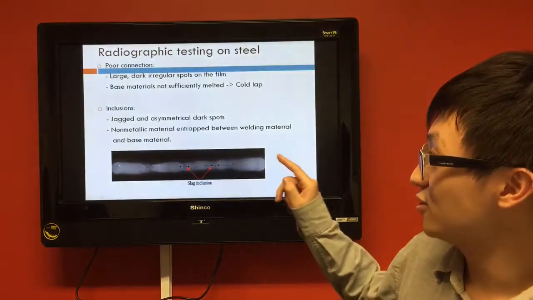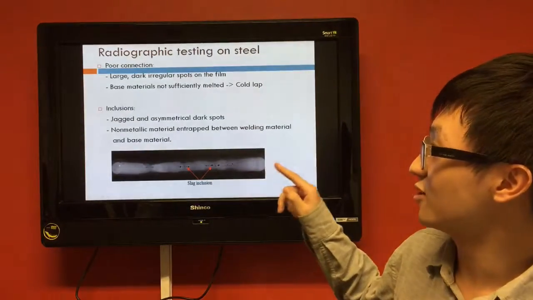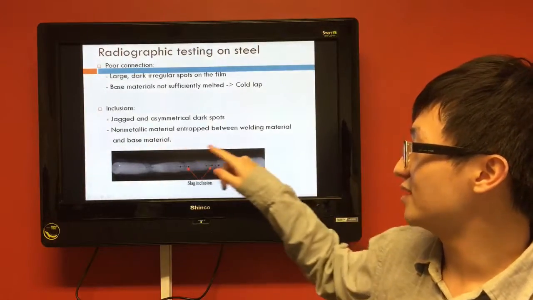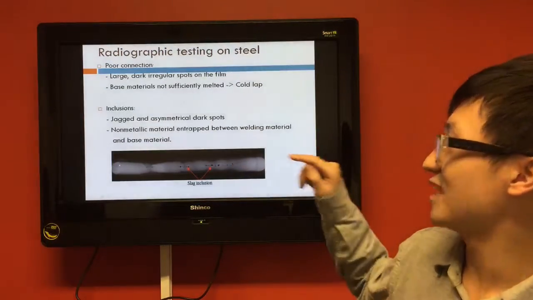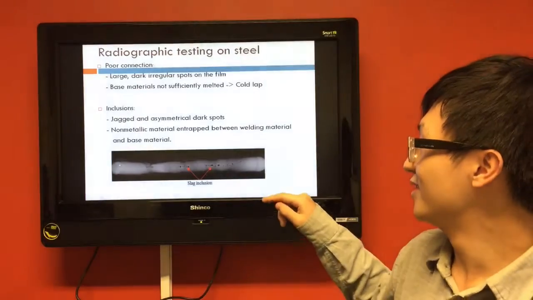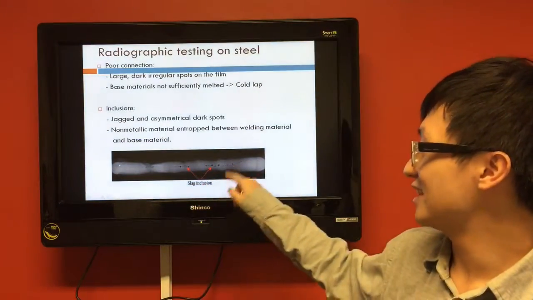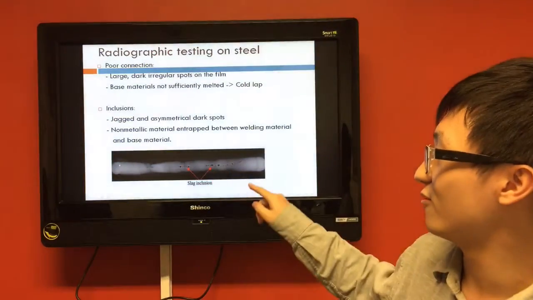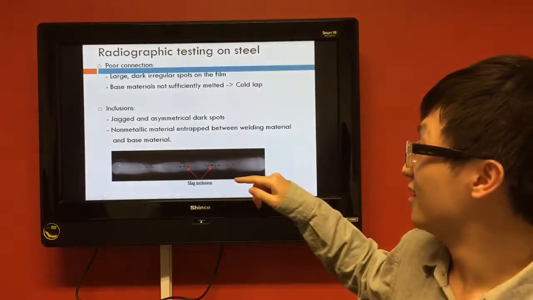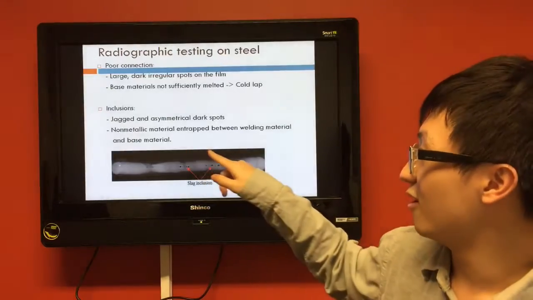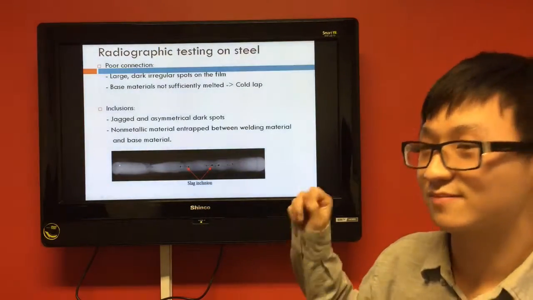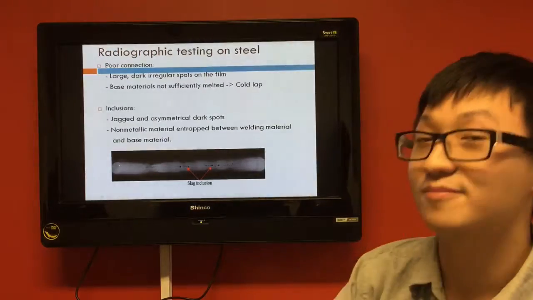And the inclusion is another problem found on steel structure, and it can be tested by radiographic testing. It will appear as elongated and asymmetrical dark spots on the recording film. Here, the slag inclusion, which is the dark spot appearing on the radiographic film, results from non-metallic material trapped between the welding material and the base material, causing an inclusion problem.